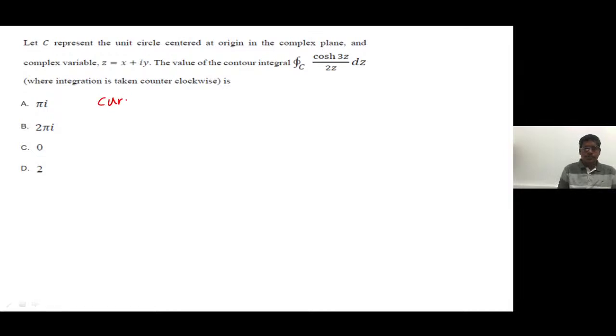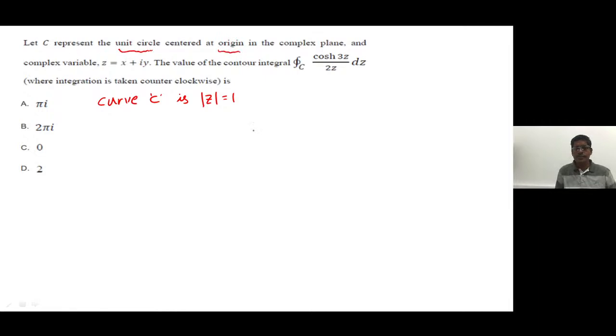Curve C equation is mod z is equal to 1. Actually mod z minus a is equal to r, where r is the radius, a is the center of the circle. Then such an equation can be written in the complex plane as mod z minus a is equal to r. Here unit circle means r value 1, centered at origin. See, these are the key points.